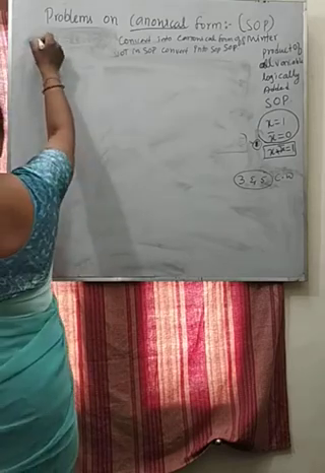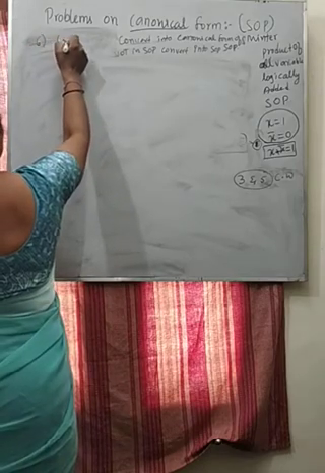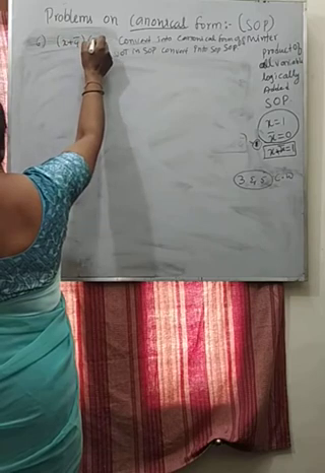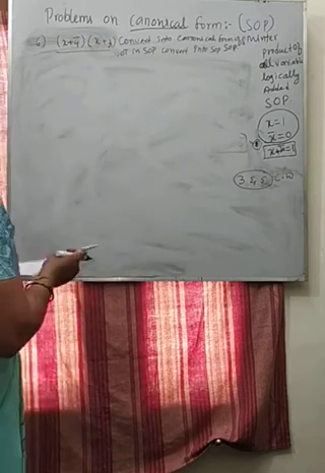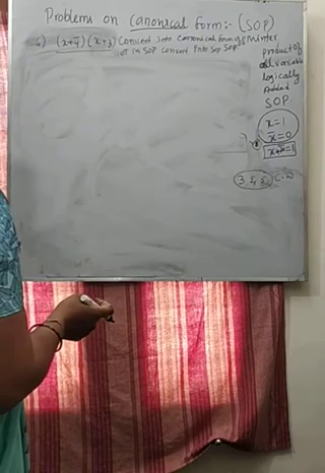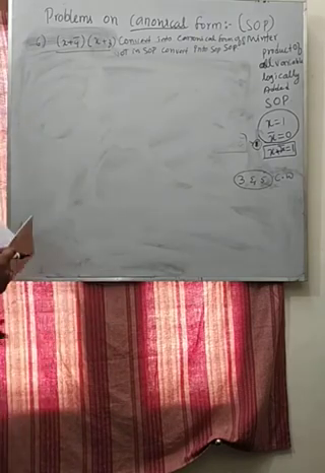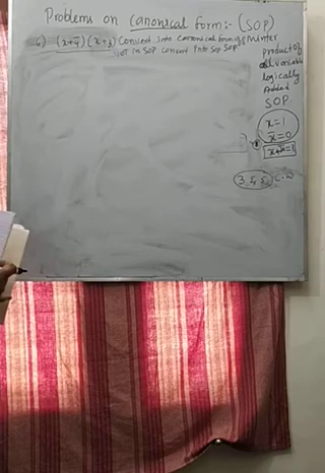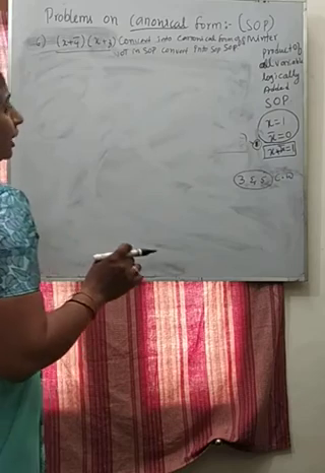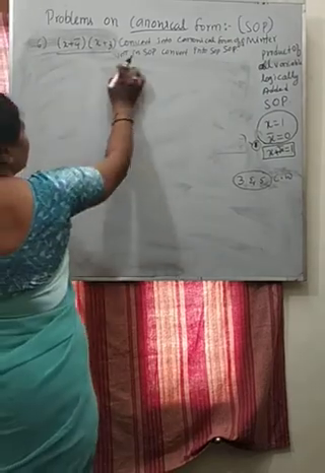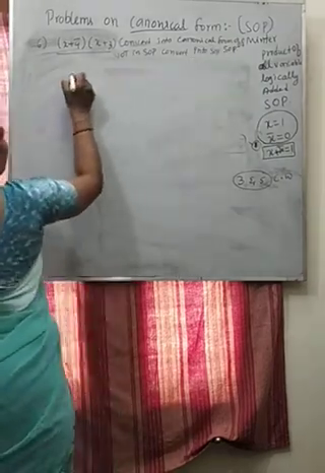Problem number 6, that is x plus y complement into x plus z. It is given exactly in the POS form. Convert that into SOP form, then apply your rules. The above given expression is not in the SOP form, hence we are converting it into SOP form.